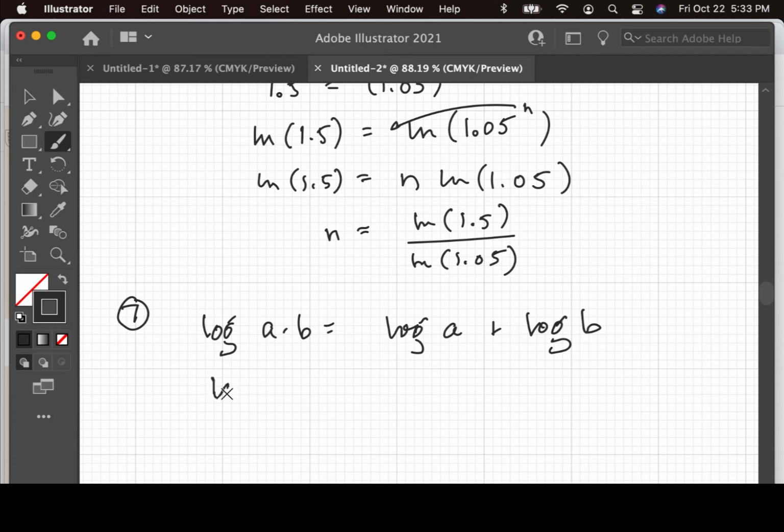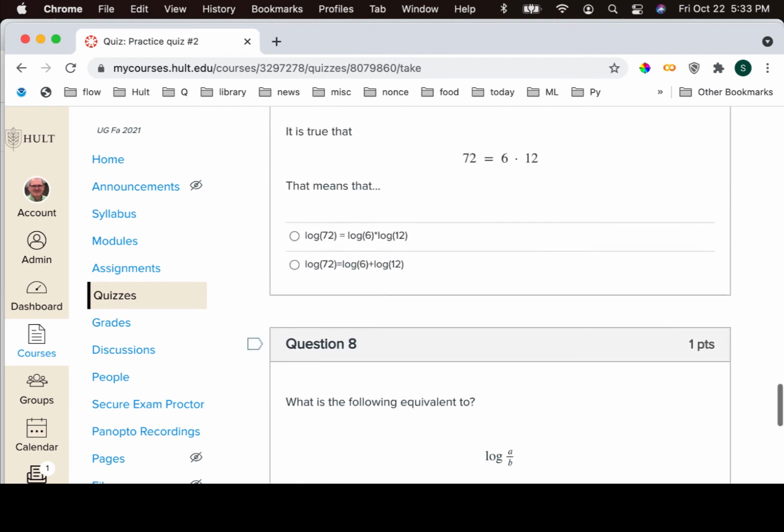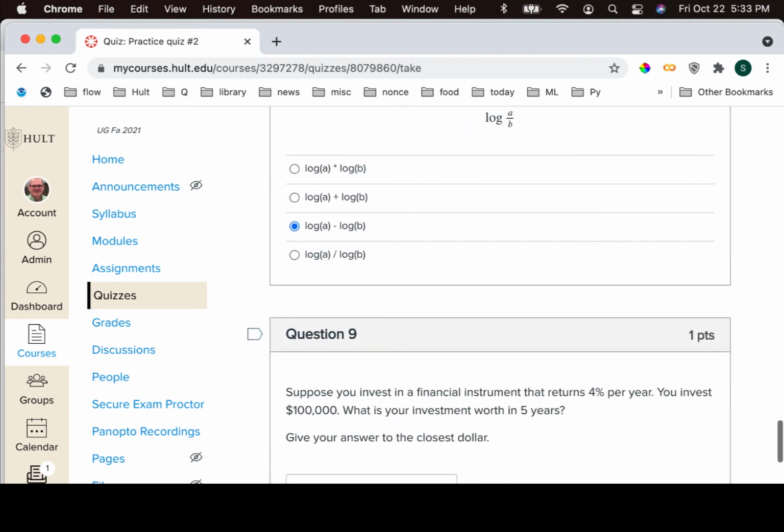So that means the logarithm of 72 is going to be equal to the logarithm of 6 plus the logarithm of 12. Question 8 checks your ability to recall the second logarithm rule. In this case, the answer will be logarithm of a minus logarithm of b. When we multiply, it's the sum of the logarithms. When we divide, we take the difference.